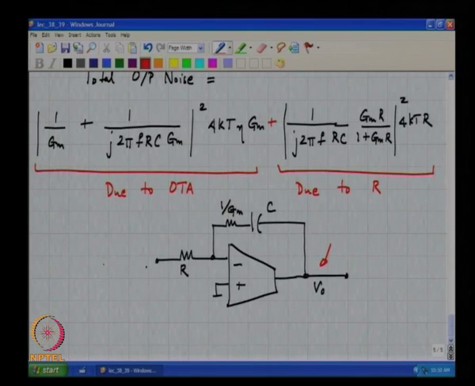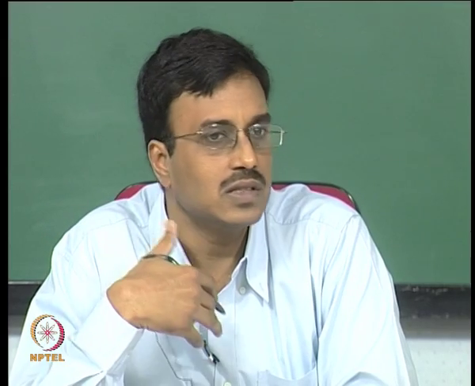So, that is what is called the input referred noise source. So, let me call that Vn EQ. The EQ signifies the equivalent single source, right, whose effect is the same as all the other multiple noise sources in the circuit.